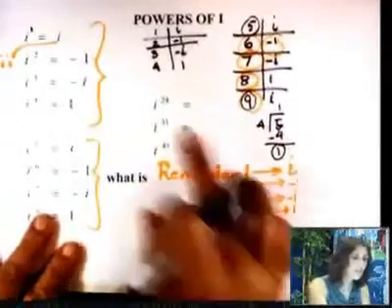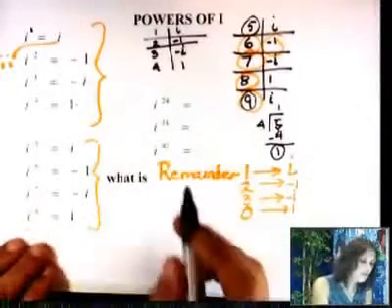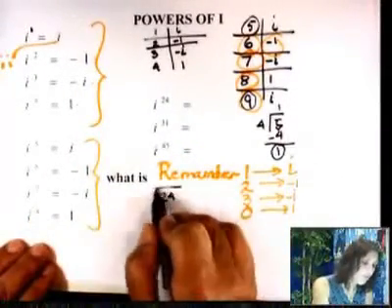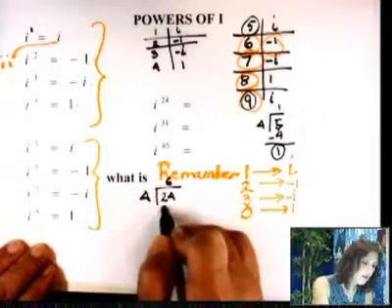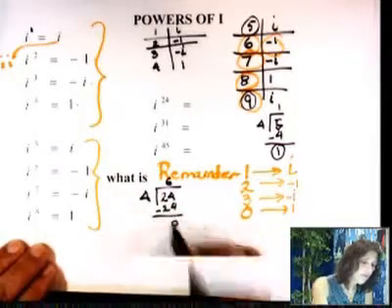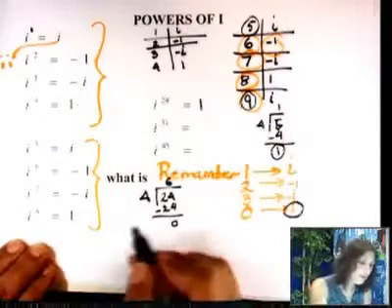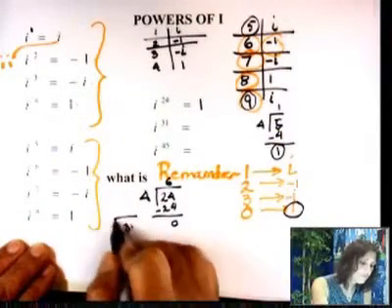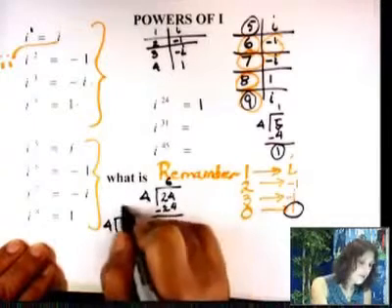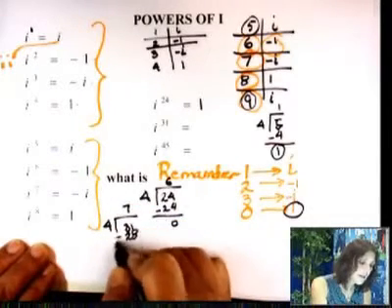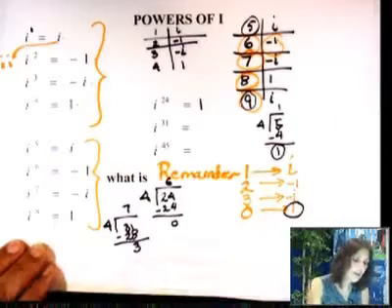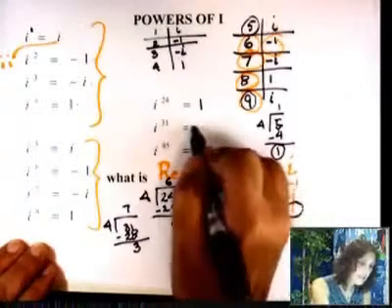So let's look at 24. Let's divide 24 by 4. Guess what? I get no remainder. What is no remainder? That is 1. How about 31? 4 times 7 is 28. That's a remainder of 3. Remainder of 3 is negative i.